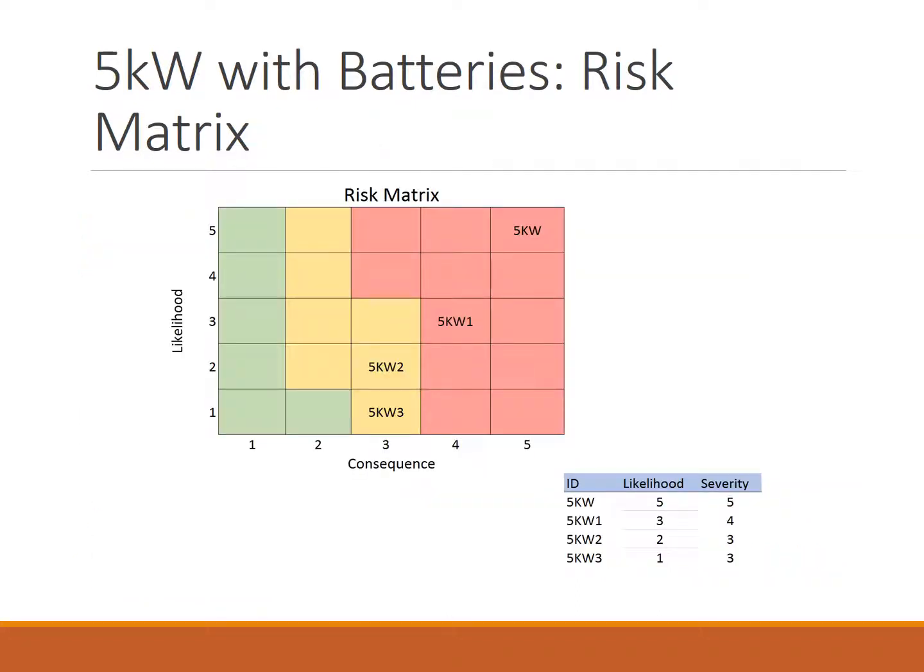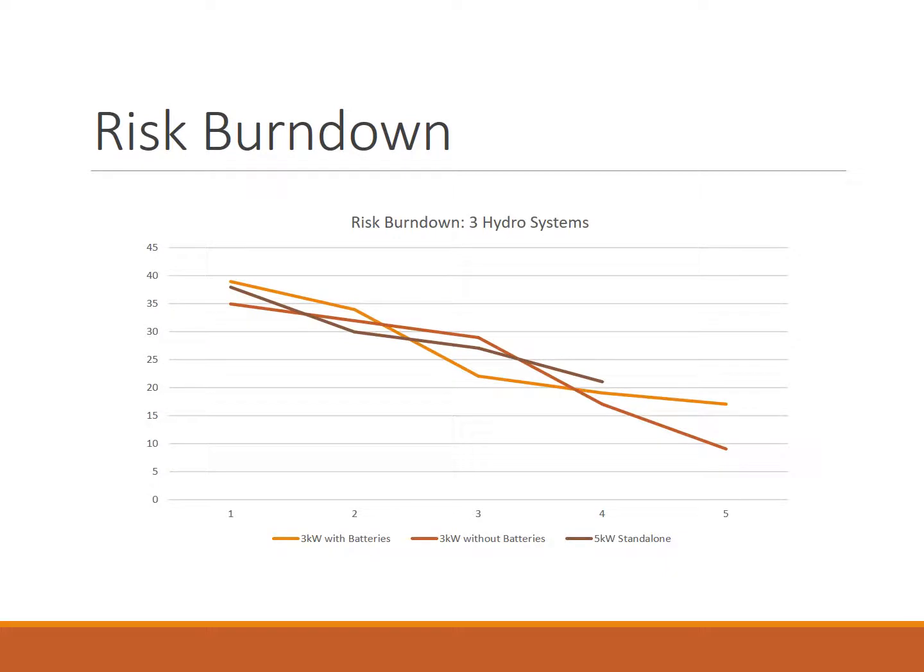And this is the actual risk matrix for this system. So when we perform the risk burn down, we see that the 5 kilowatt system remains at the highest risk because of the cost and the maintenance for the batteries. The 3 kilowatt system actually drops significantly. However, if you're utilizing batteries, it still remains a little bit higher. And the one that doesn't have batteries is the one that is the least risky, and it's mostly due to economic reasons.